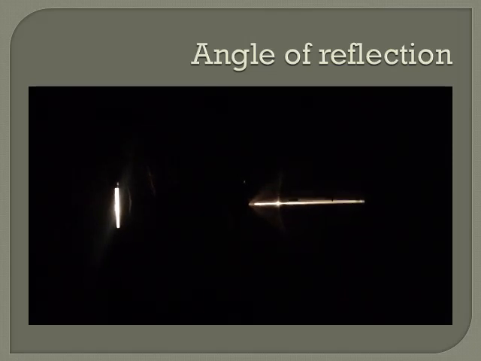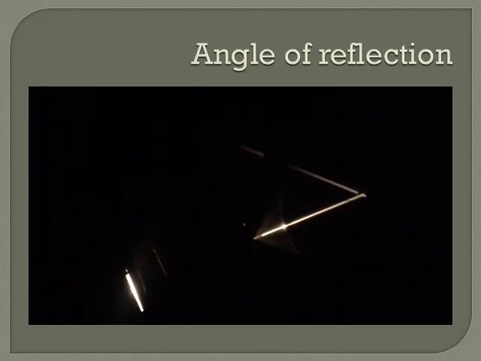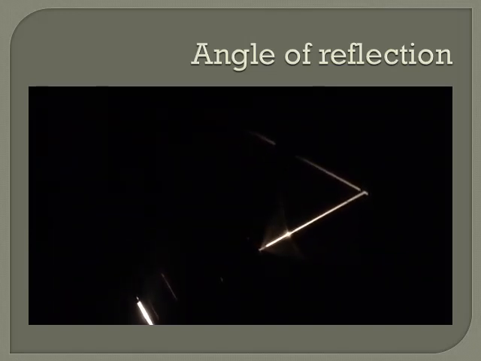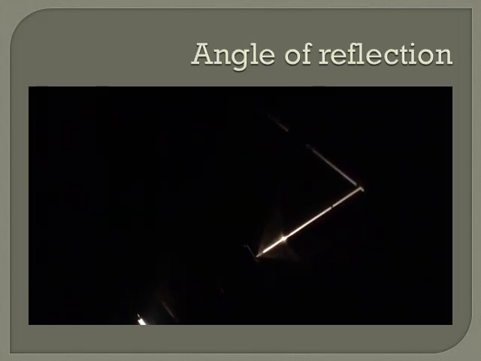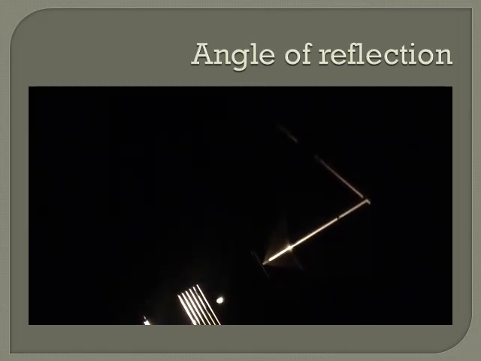But as I change the angle, notice what happens. Now you can't see the numbers on my little disc there. What should be pretty clear is that the angle of what's called incidence is equal to the angle of reflection.